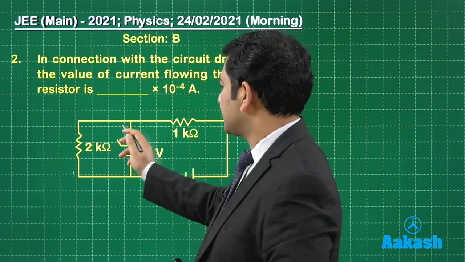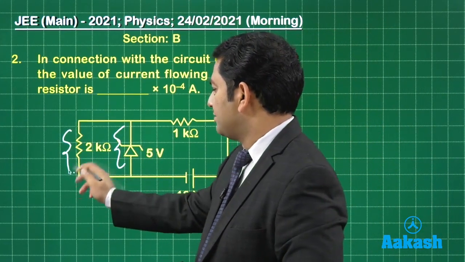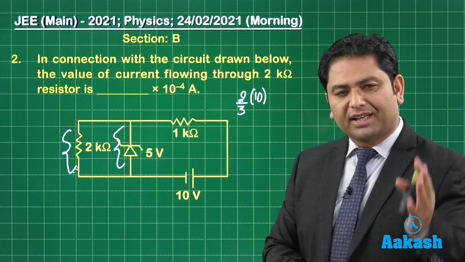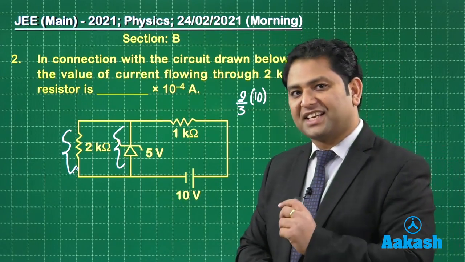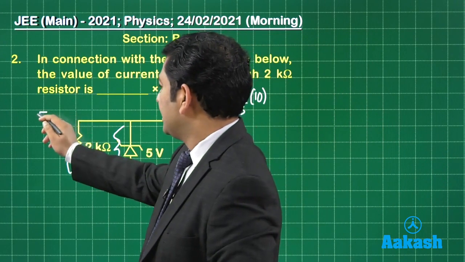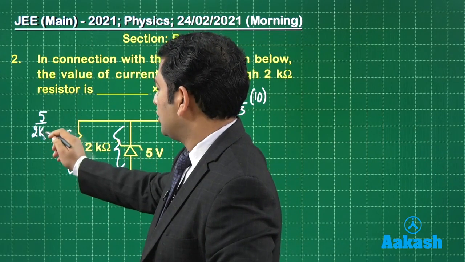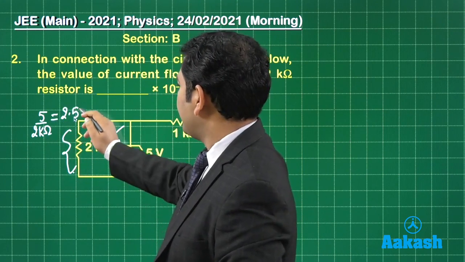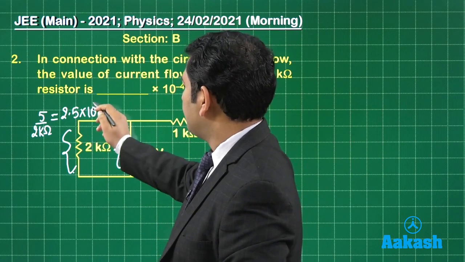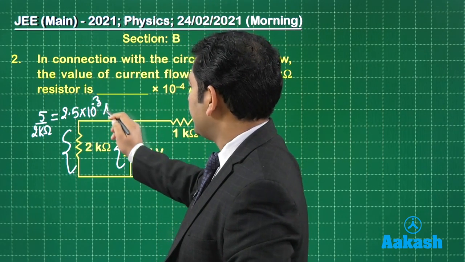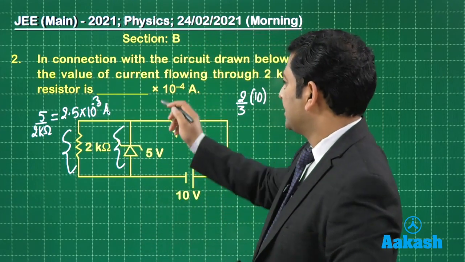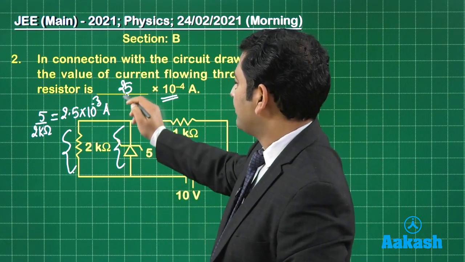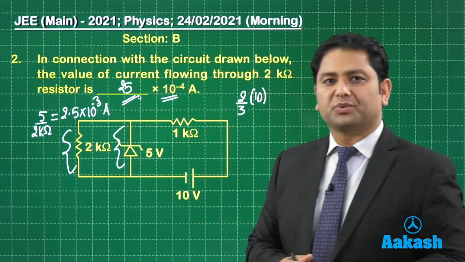That means the potential difference across this will be 5 volt, because that's a property of Zener. Once it reaches breakdown, the potential difference across it remains constant. So in that case, that's going to be 5 divided by 2 kilo ohm, which comes out to be 2.5 into 10 raised to the power minus 3 ampere. That is the current, but we have to report it in the form of 10 raised to the power minus 4. So this value would be 25. That's the correct answer for question number 2.